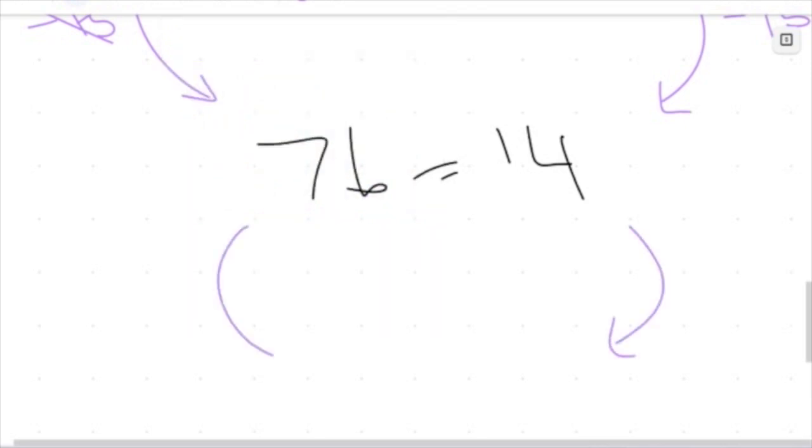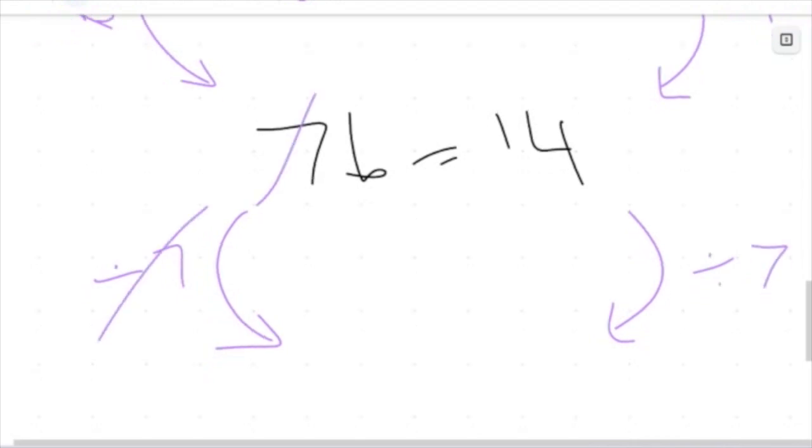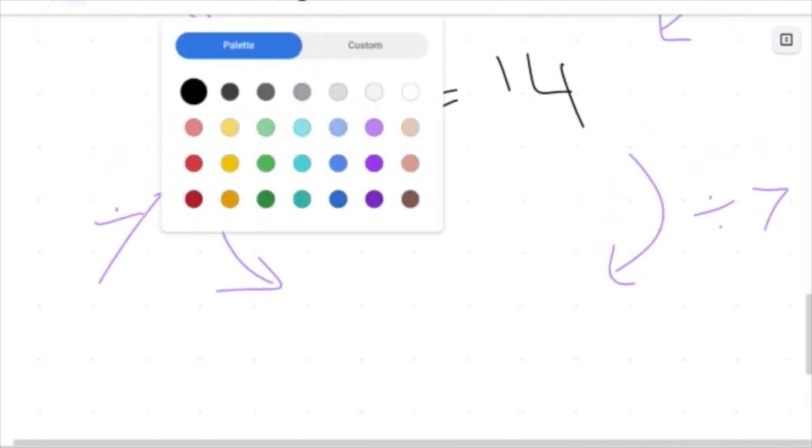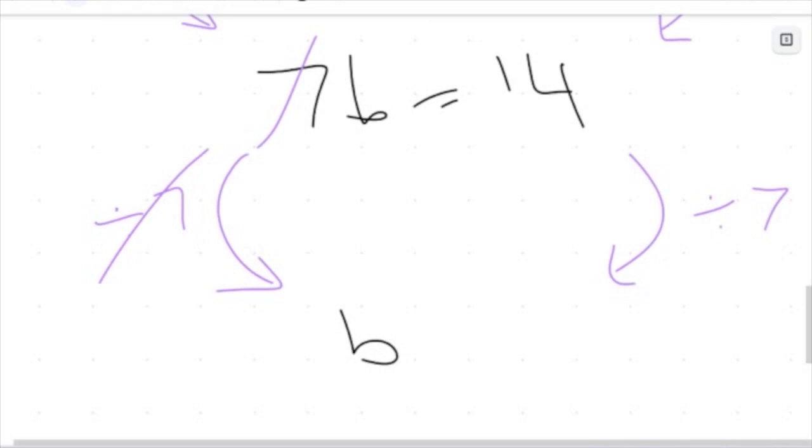So once I get here, you can see it's kind of the same thing every time. I'm multiplying b by 7 here to get 14. So to figure out what b was before I multiplied by 7, I can divide both sides by 7. And that's going to kill this thing here, and it's going to leave me with b. And I get b equals 14 divided by 7 gives me 2.